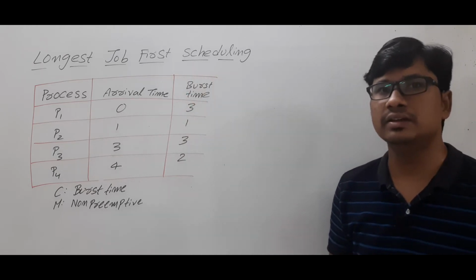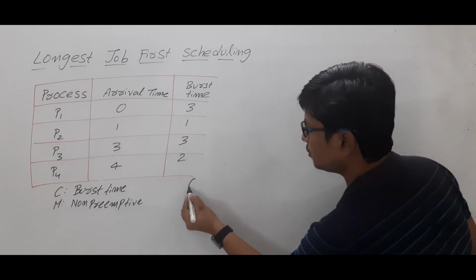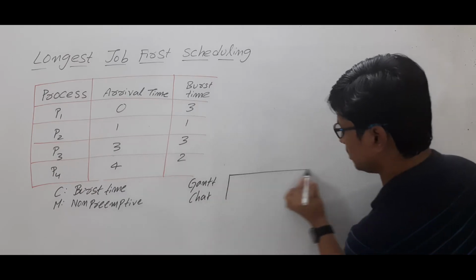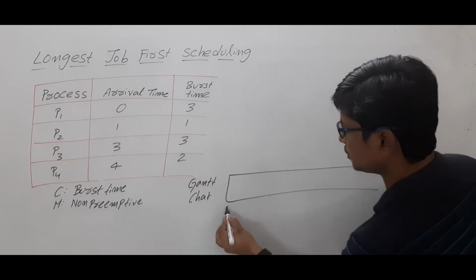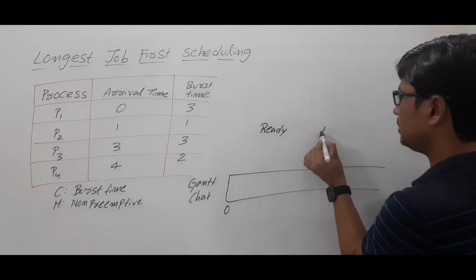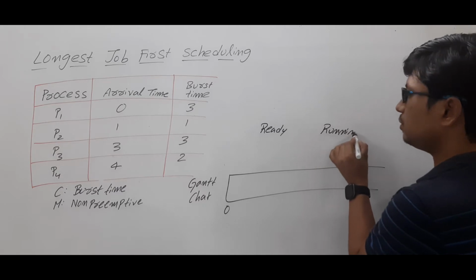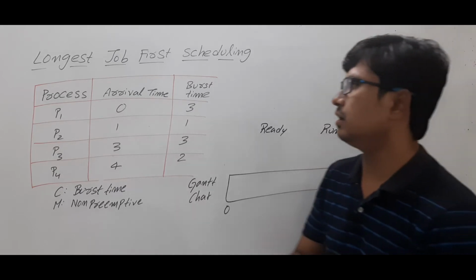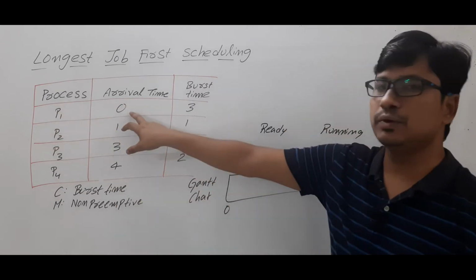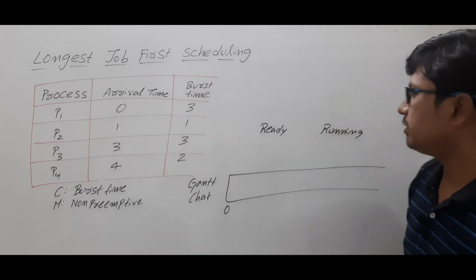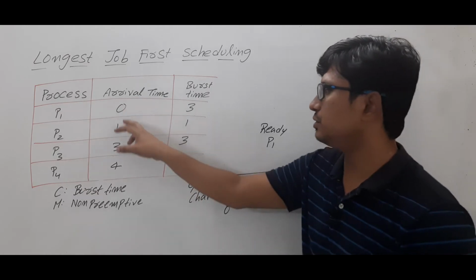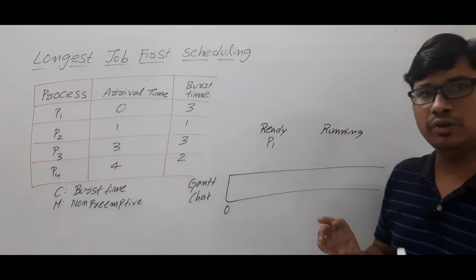To solve any scheduling algorithm, we need to draw the Gantt chart. Always the Gantt chart will start from 0 units of time. We have the ready state and the running state. Now look at the table and check each process's arrival time. Look at the process P1. It has arrived at 0 units of time. Where has it arrived? It has arrived to the ready state. Has any other process arrived at 0 units of time? No. So only process P1 has arrived.